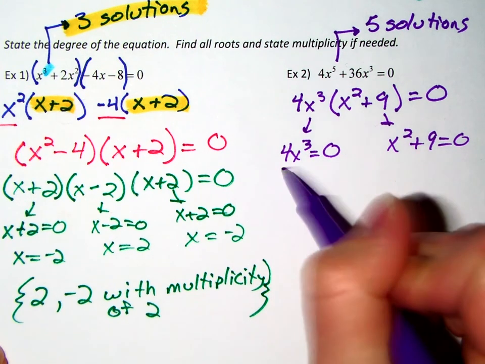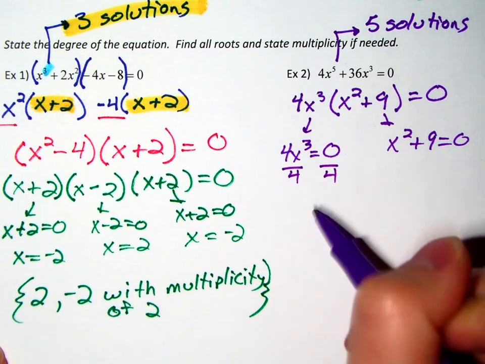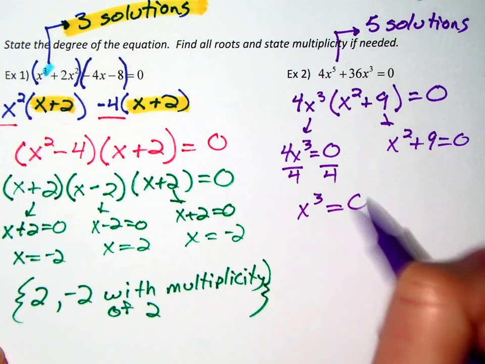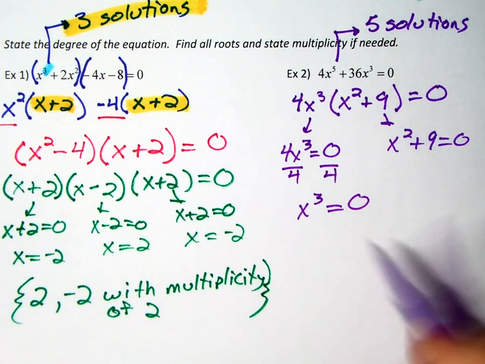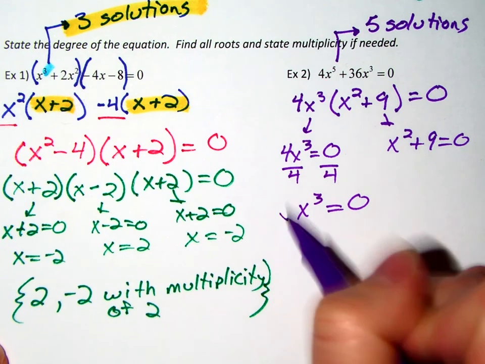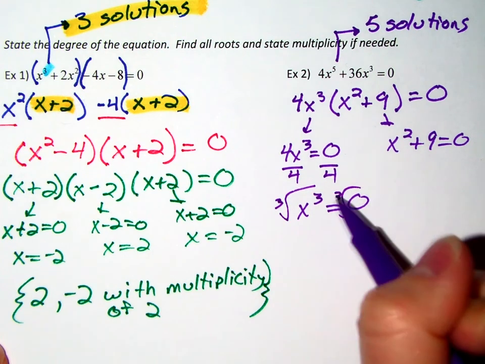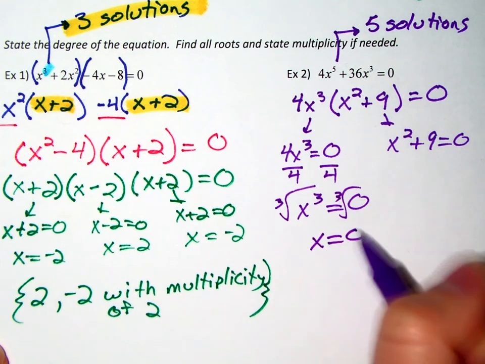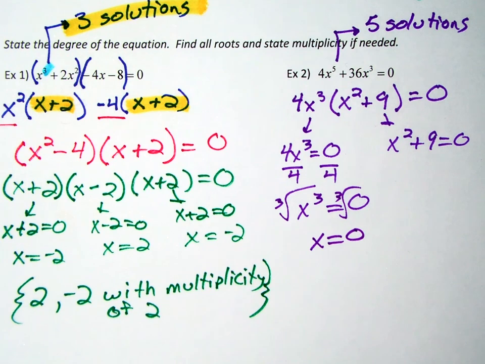So in this one we would divide by 4. So we would have x cubed equals 0. And then we would need to get rid of the cube by taking the cube root. So we would get that x equals 0. Now here's where you need to pause for a minute.